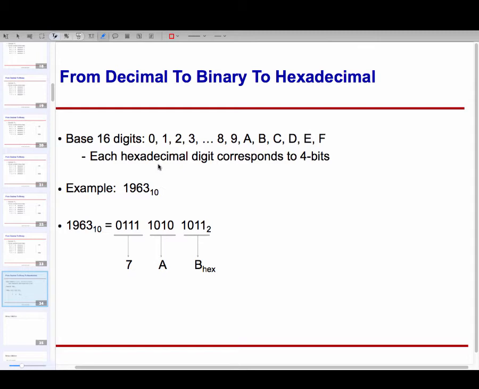That begs the question, how do I represent the digits in this new base? So 0 through 9 represent 0 through 9, but then A, B, C, D, E, F represent the digits corresponding to 10, 11, 12, 13, 14, 15. If I'm dealing with base k, then my digits go from 0 through k minus 1. Base 10, 0 through 9; base 2, 0 through 1. So the digits always go from 0 through k minus 1, where k is the base.